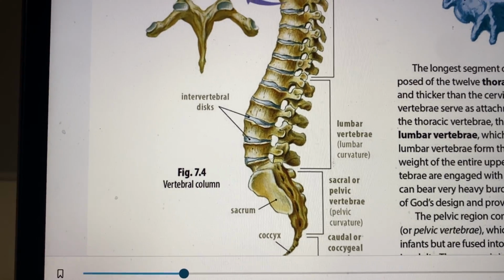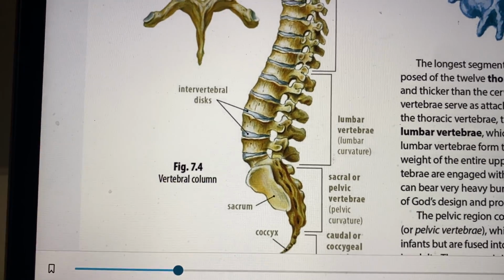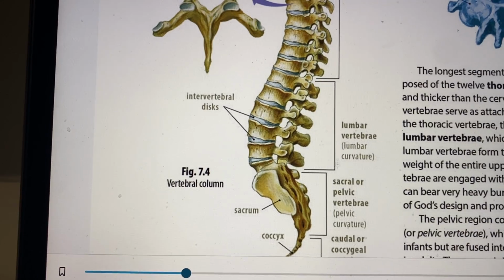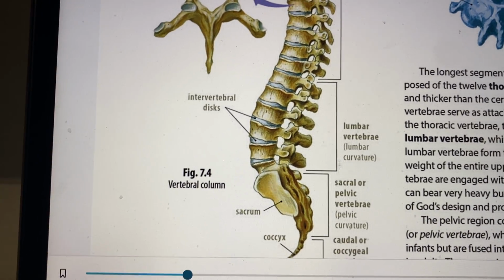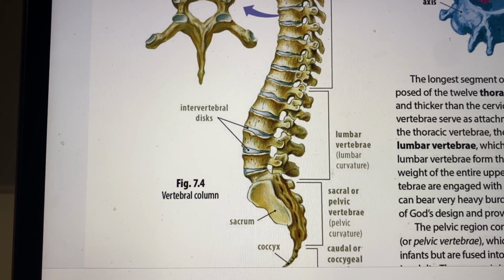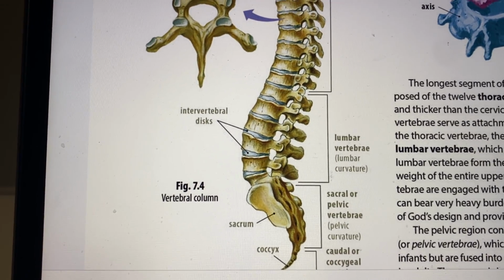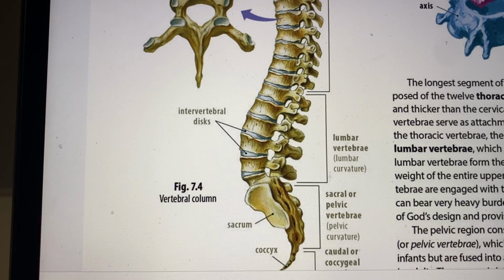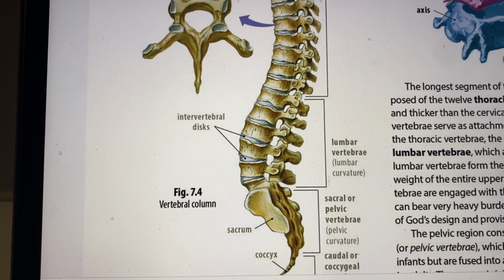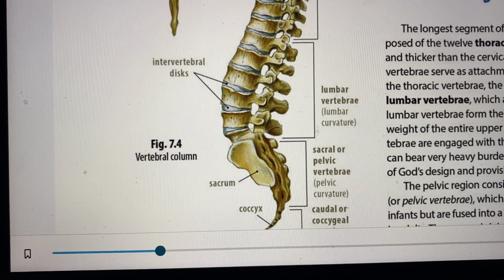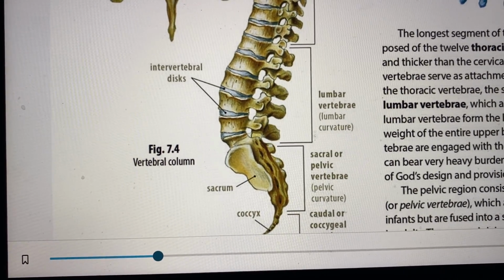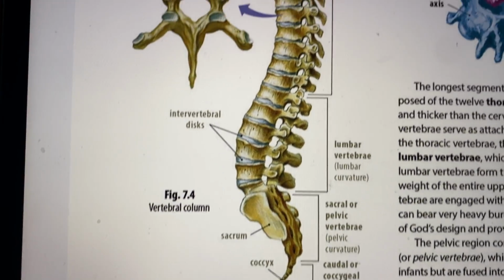The coccyx is a very good shock absorber, because of how many times have you fallen on your rump there. And of course, you can break your coccyx pretty easily, but most of the time it's a shock absorber. It helps us to stand upright and helps us eliminate wastes.